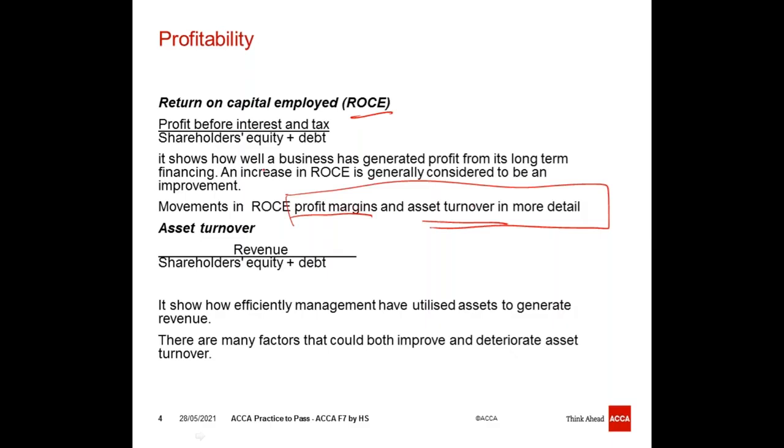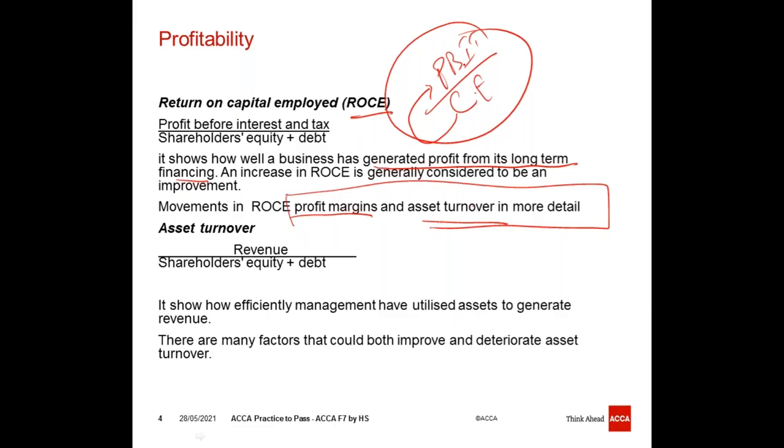And what does ROCE show? It shows how well a business generates profits from its long-term financing. So you can also derive your definition based on this formula. Whatever we have in the denominator will be the base, and we are measuring the performance of the numerator. So we need to check in this formula how much profit the company is generating in comparison with the resources or the capital that we have employed.